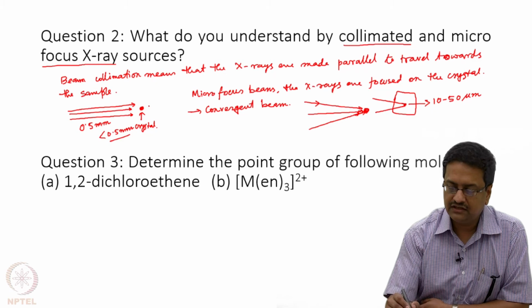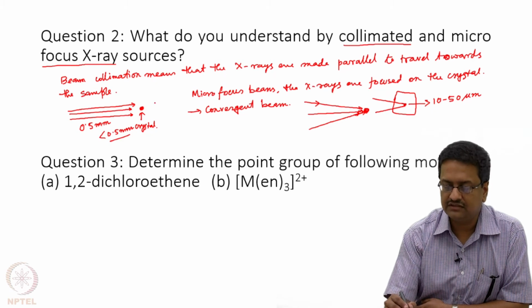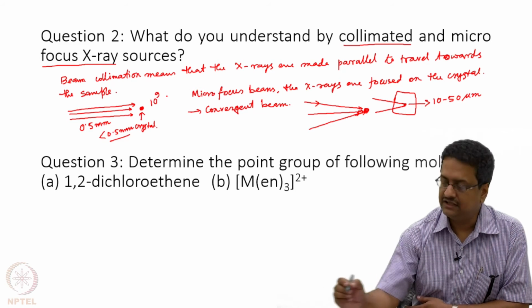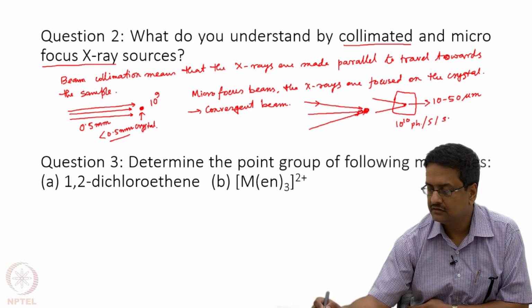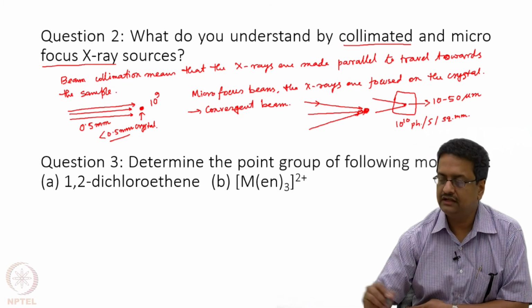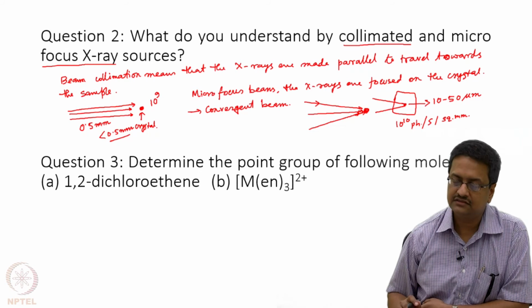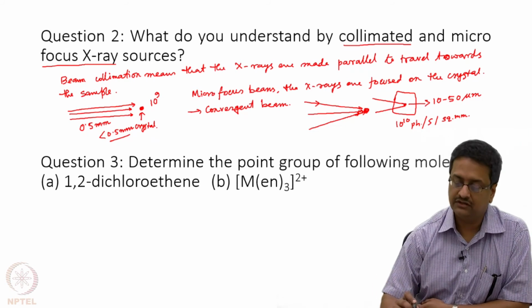So, if the intensity on the crystal for a collimated source is about 10 to the power 9 photons per second per square millimeter, it can be increased to 10 to the power 10 photons per second per square millimeter. So, a 10 times increase in the flux can be achieved by doing microfocus, getting a microfocus source.